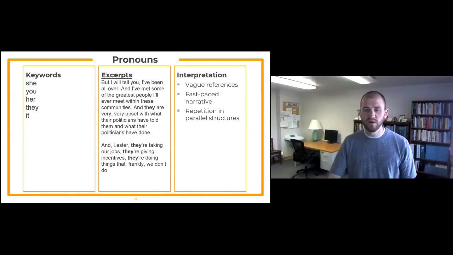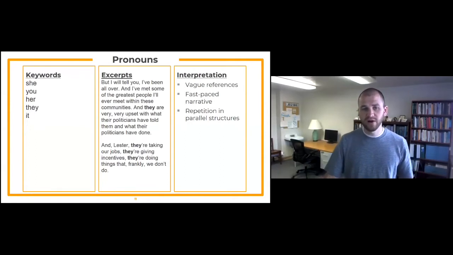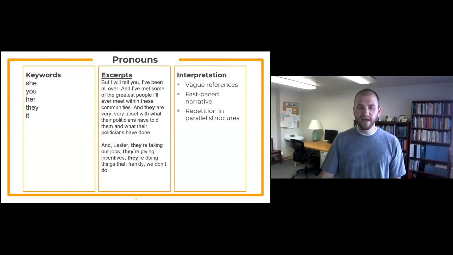Also, it's related to what we call a fast-paced narrative, with Donald Trump often sharing anecdotes as asides or tangents in the form of short stories, and the use of these pronouns is functioning in that way. And then you can see in the second quote, a lot of his speech is repetition in parallel structures. The use of "they" happens 3 times in a row in the same structure: "Unless they're taking our jobs, they're giving incentives, they're doing things that frankly we don't do." This was so common. He would repeatedly use these parallel structures, and often the pronouns would find themselves in those.